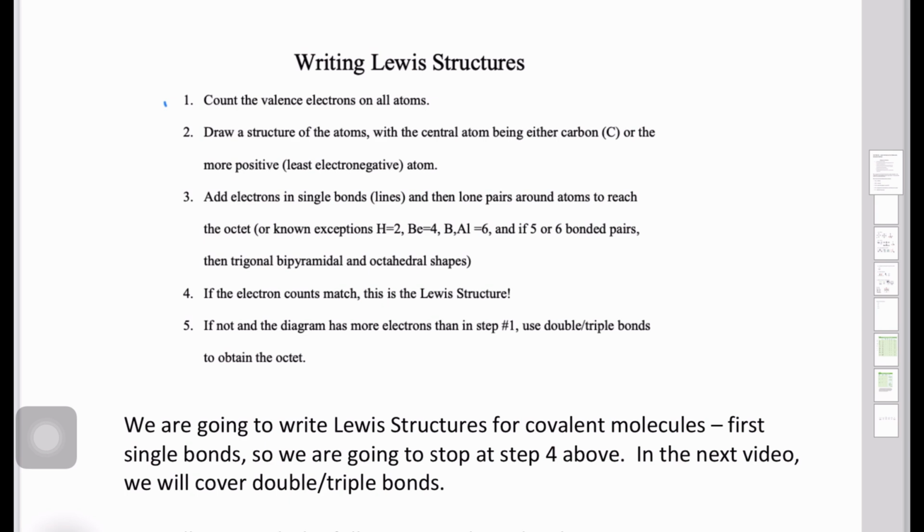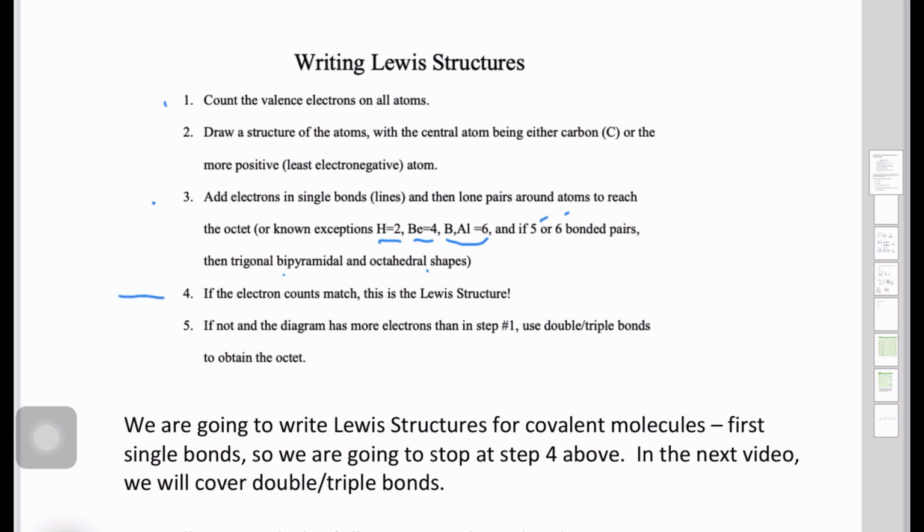Number 3, add electrons in single bonds with a line, and then lone pairs, two dots around each atom to form the octet. There are known exceptions. Hydrogen has 2, beryllium has 4, boron and aluminum have 6, and if there's 5 or 6 bonded pairs, we'll talk about the expanded octets with the trigonal bipyramidal and octahedral shapes.